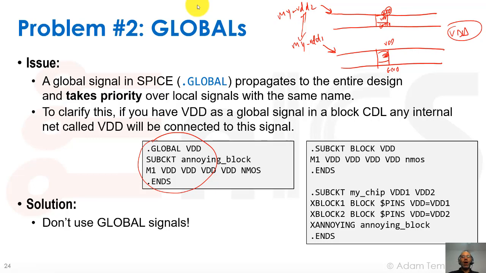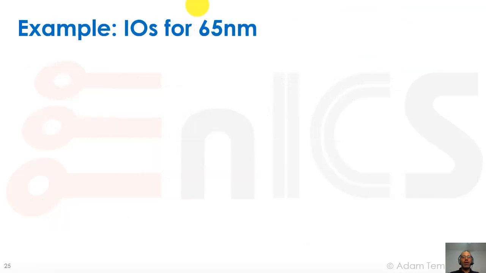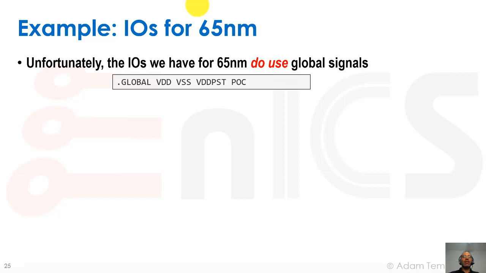However, unfortunately, we often get vendor-provided blocks, and sometimes we will accidentally get CDLs that have globals inside. For example, a bunch of IOs that we use for 65 nanometers do use global signals. At the first line of the CDL file for these IOs, there's this .global VDD, VSS, VDD, PST, POC. This is a vendor-provided CDL file, and it essentially shorts together all of these signals inside our design, which is something we really didn't want to do. We had a whole bunch of different VDDs and power domains, and this is really a huge pain in the neck.